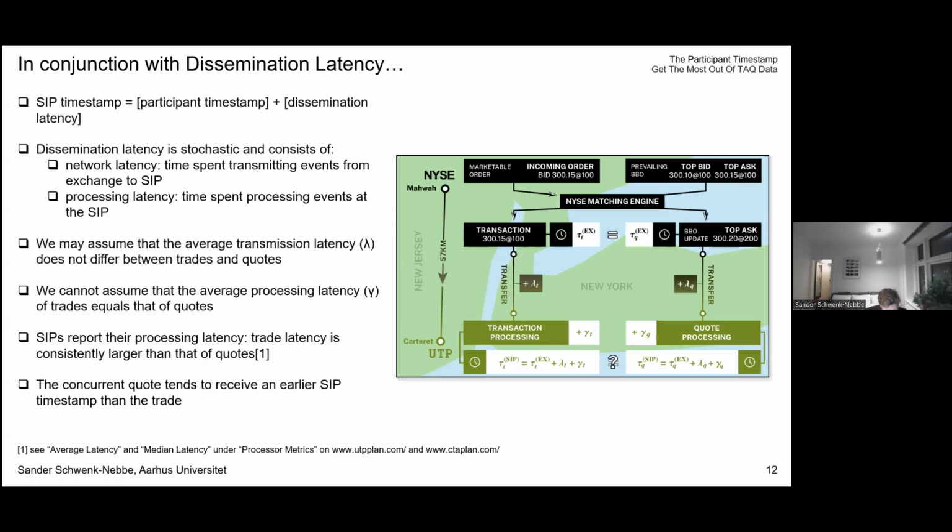But the SIP timestamps, of course, do not necessarily reflect this. If we assume that transmission latency is equal, but the quote is processed faster than the trade, so that is a reasonable assumption, then the quote will appear in TAQ data as if it is prevailing before the trade. However, it is clear that the quote reflects the top of book after and not before the execution of the trade. So that is not a prevailing quote, it's actually the quote that comes after the trade was executed.